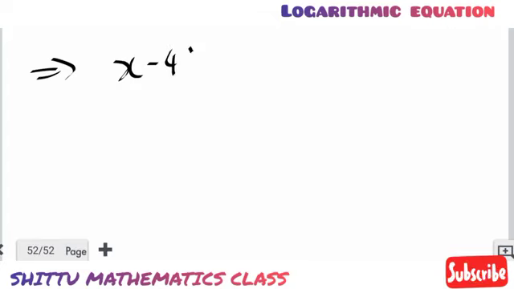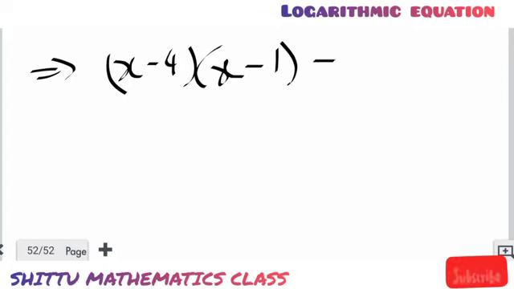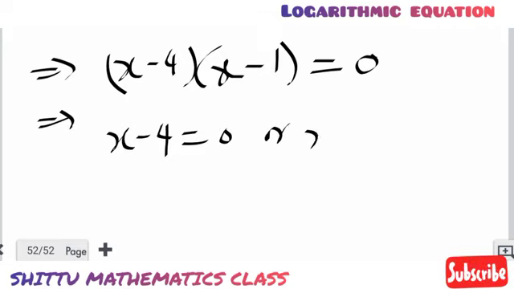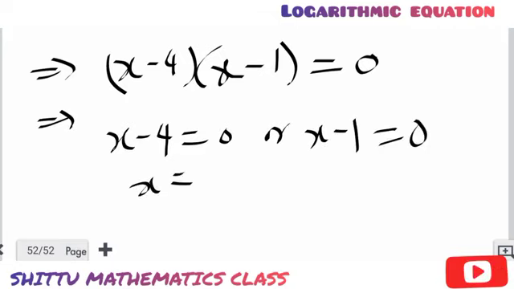So therefore you can have the factors to be x minus 4, then x minus 1 equals 0. Having this, you can see that this can be written as x minus 4 equals 0, or x minus 1 equals 0. Then we have x equals 4, or x equals 1. So we have two possible values for this: x equals 1 or x equals 4.